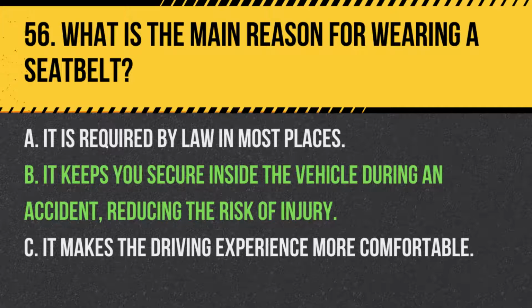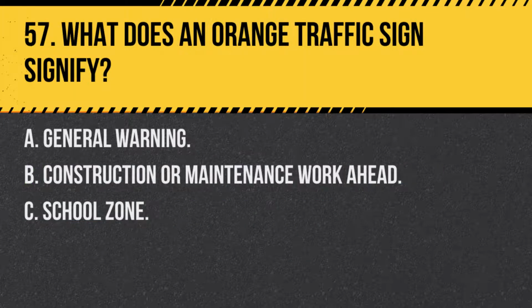Answer. B. It keeps you secure inside the vehicle during an accident, reducing the risk of injury. Seatbelts are a critical safety feature. Question 57. What does an orange traffic sign signify? A. General warning. B. Construction or maintenance work ahead. C. School zone.